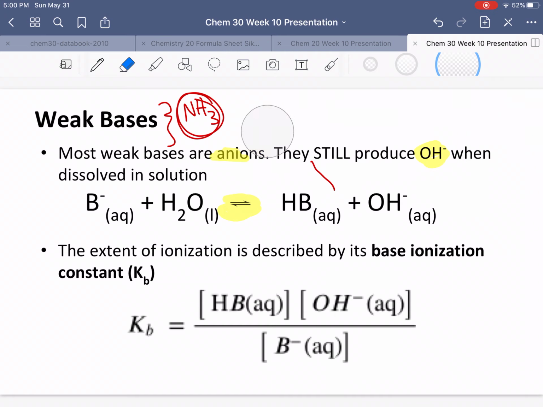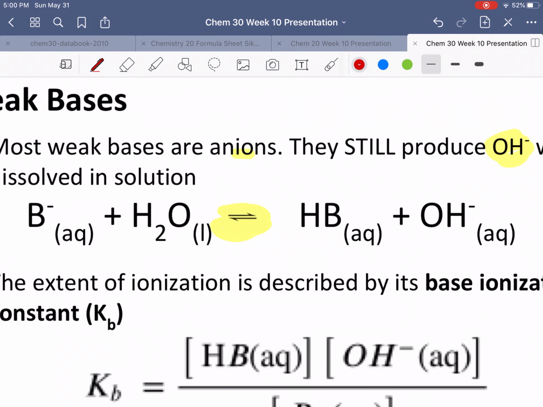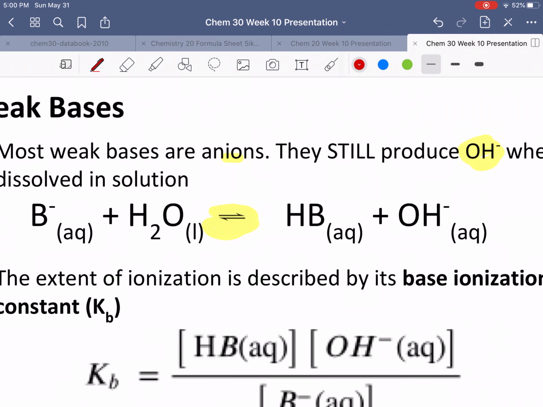Okay, let's go back to the question at hand though. Weak base scenario. So with a weak base, these will ionize in water, right? So this is not just a dissociation. The hydrogen from water, the proton in other words, is going to transfer over to the weak base.